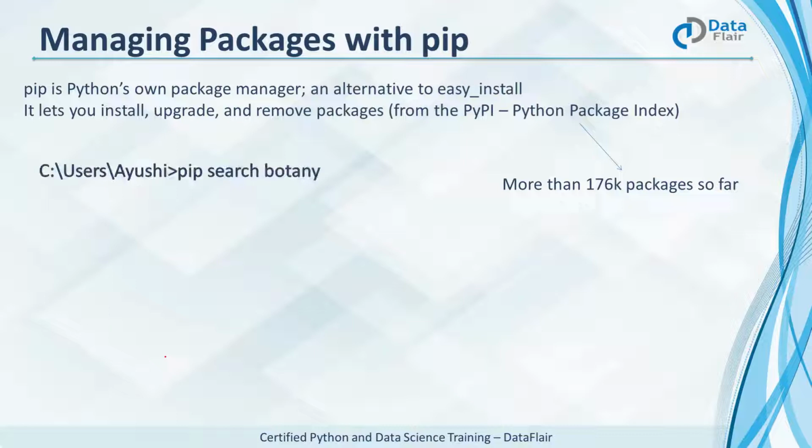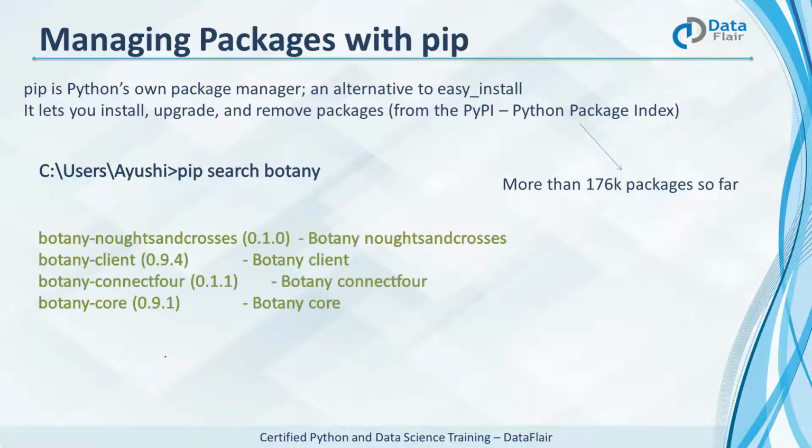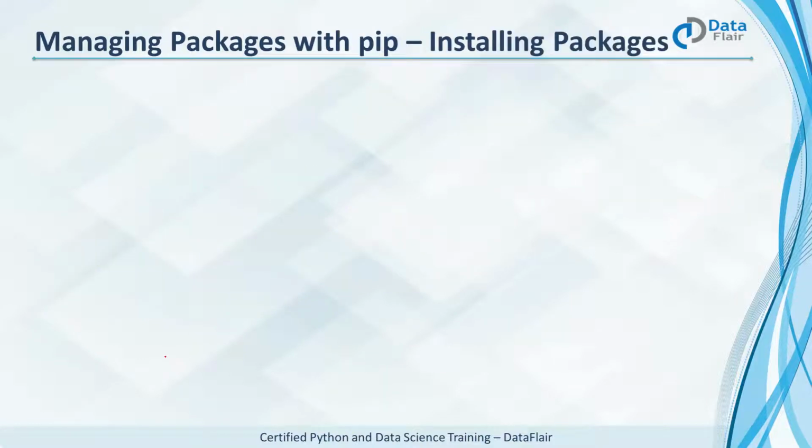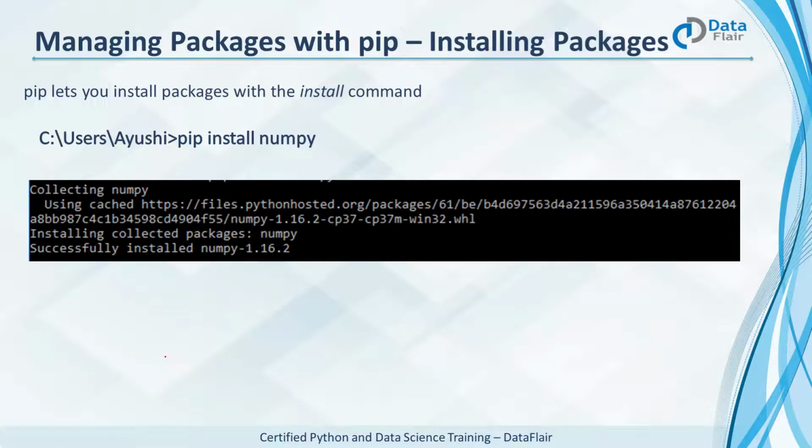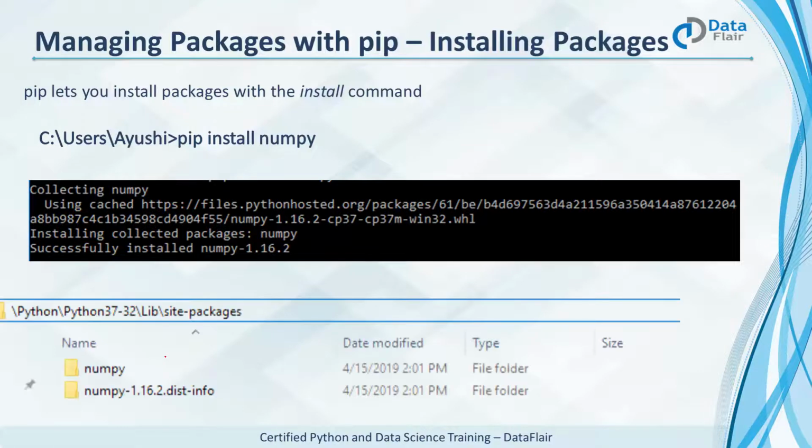If you want to check which packages are available for dealing with botany, run the pip search command and it will list these packages. These let you handle tasks related to botany. To install one of these packages, or even any other, you can use the install command with pip. Let's install NumPy. The process outputs status on the screen as it installs NumPy. It has installed NumPy and it's now present in the folder site-packages.